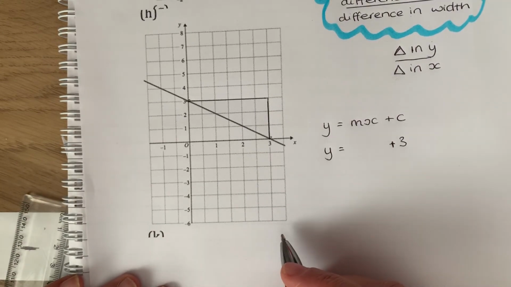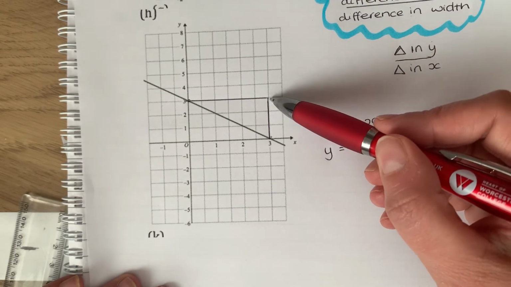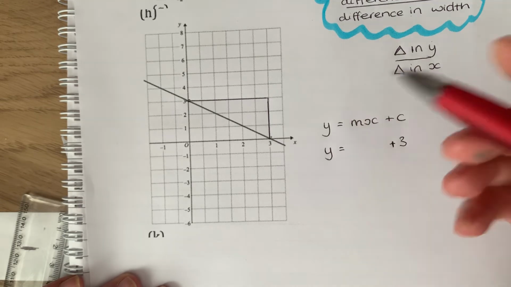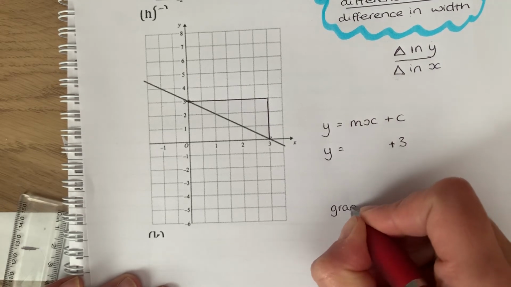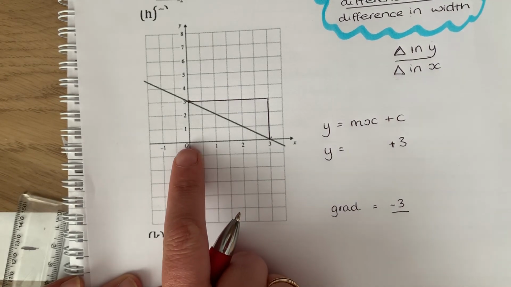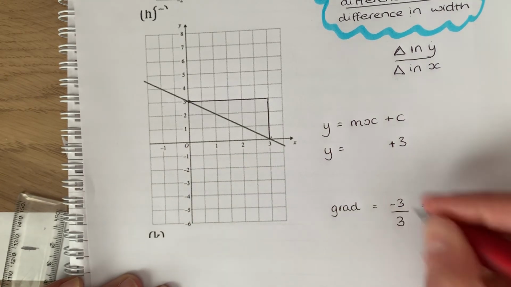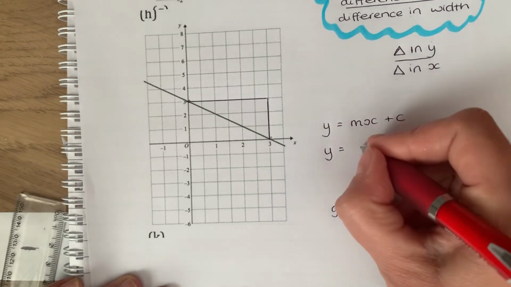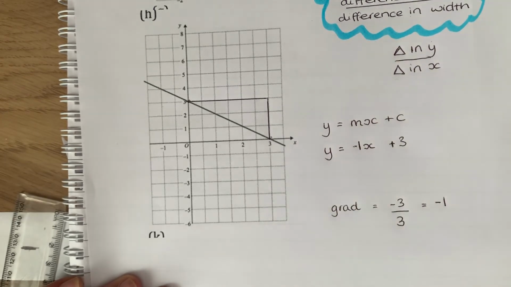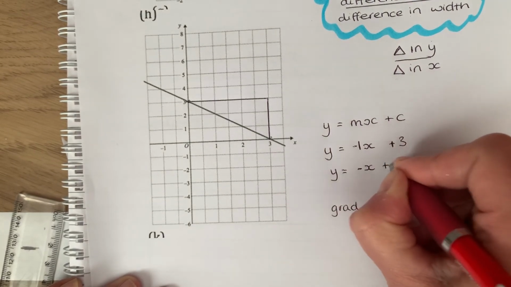Now we've got to work out the gradient, so the difference in height. Now the difference in height has gone from 3 down to 0, so the gradient is going to be -3 over, okay, and then the difference in width, well, it's gone from 0 to 3, which is 3. So -3 divided by 3 is -1. So my equation of my line is y equals -1x plus 3. Now, technically we don't need to write the 1. That would also be acceptable to have y equals -x plus 3.